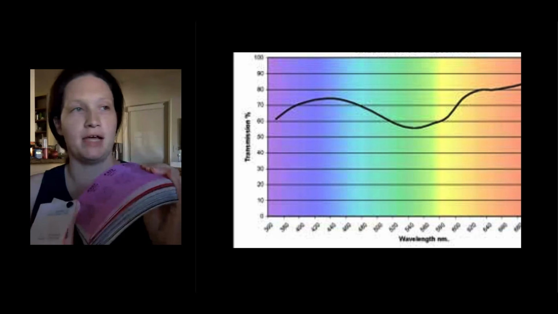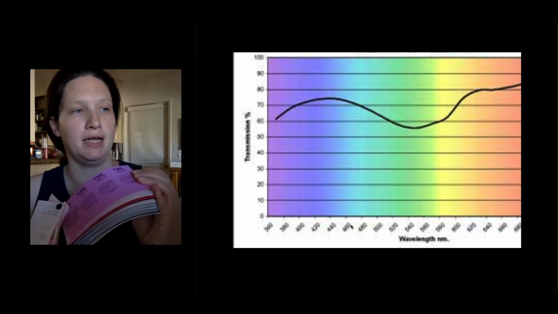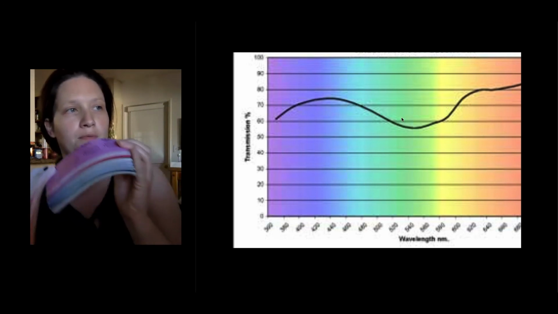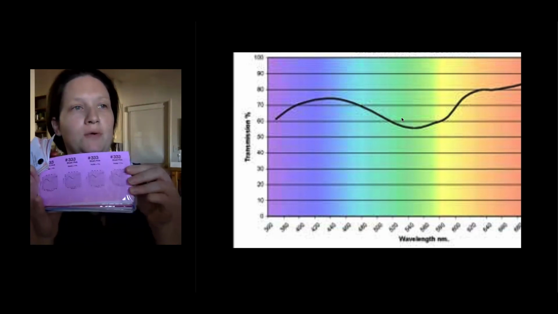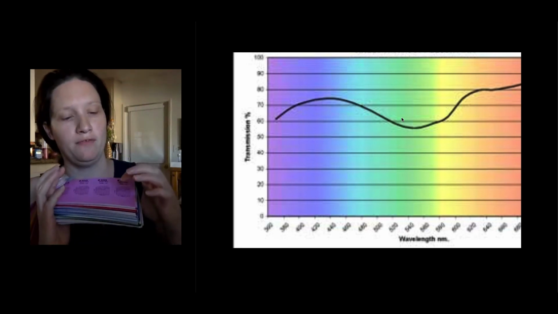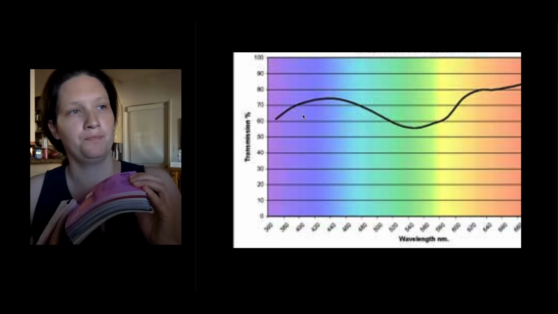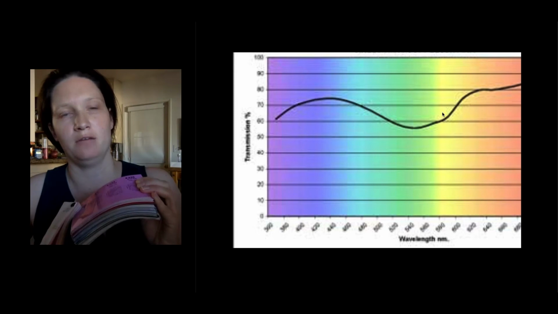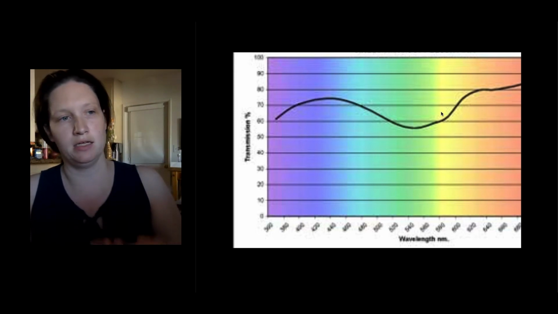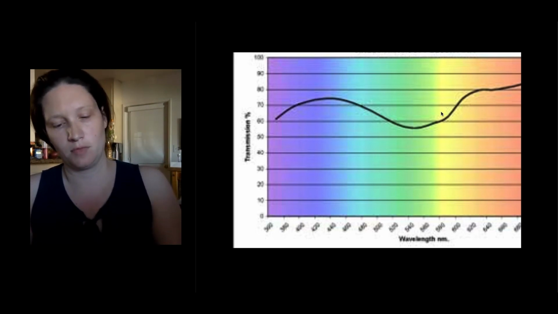Because a lot of light is getting through. It's not blocking it out. It's letting it all come through. So 71% of the light is getting through. And more of it is this purpley color. More of it is this pinky yellowy color. Less of it is the green, okay? So that is blush pink.